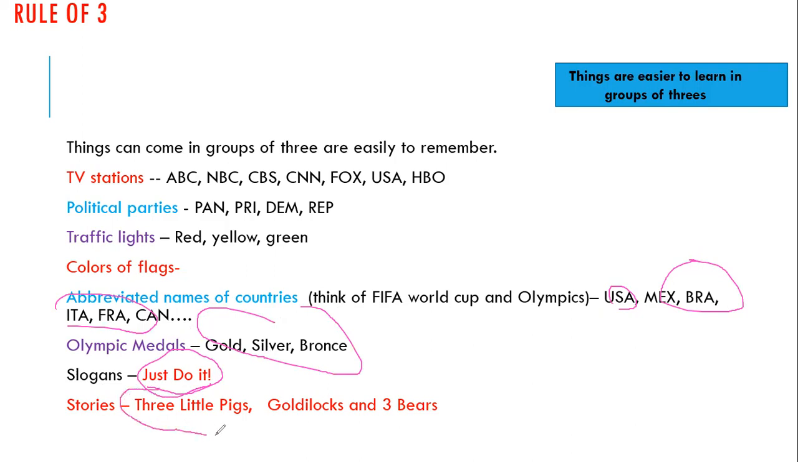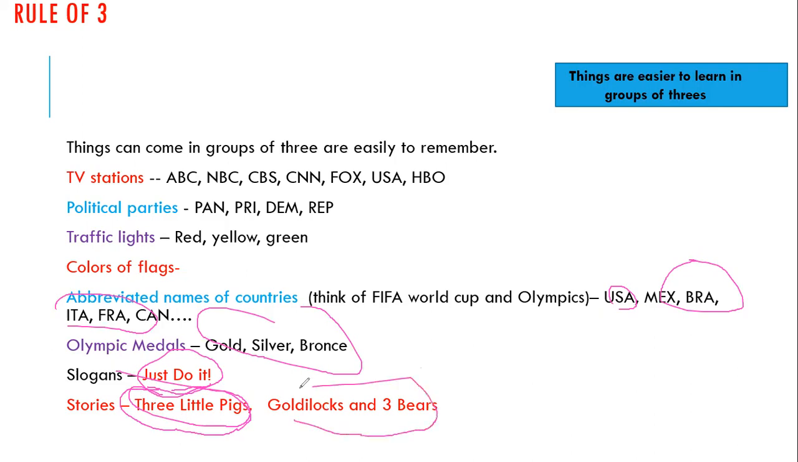Lastly, in many stories, they use the rule of 3 to establish a pattern. For example, you have the story of the 3 little pigs. You have the pig who lived in the house of straw, the pig who lived in the house of twigs and wood, and the pig number 3 who lived in the house of bricks.